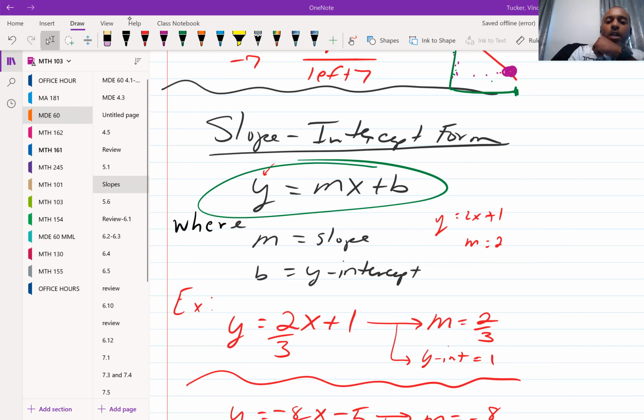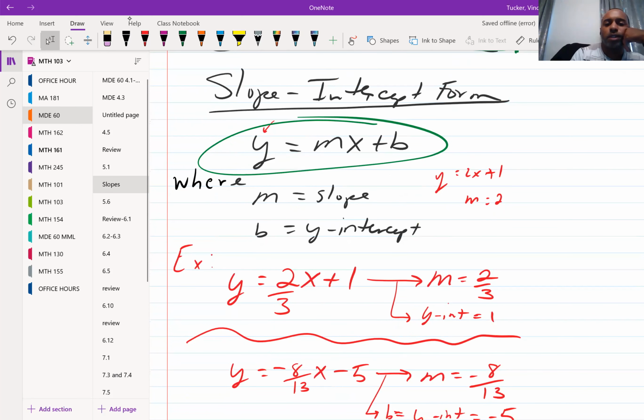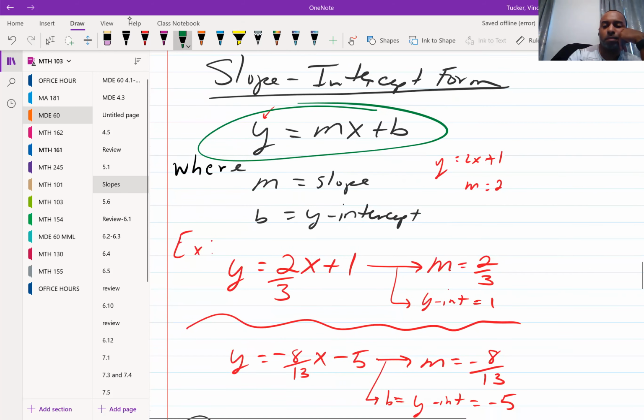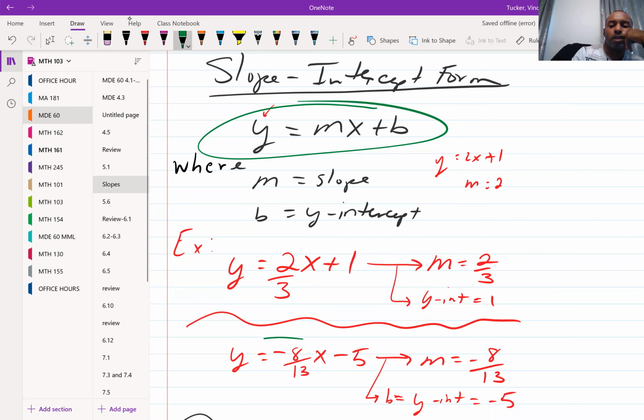So just as an example, we have y equal to 2/3 x plus 1. What's sitting in front of x is our slope, and the other number is the y-intercept. Here, if I have negative 8/13 x, once again, what's sitting in front of x is my slope. The other number is my y-intercept. All right, any problems with what we're connecting right now?